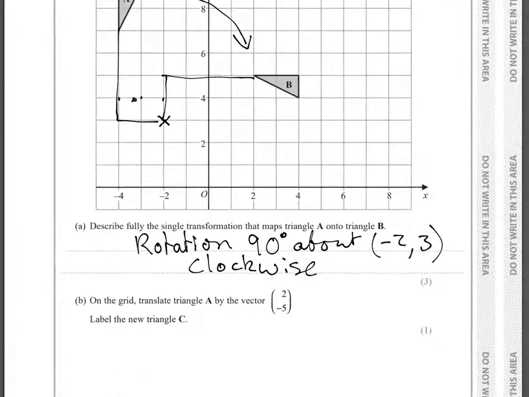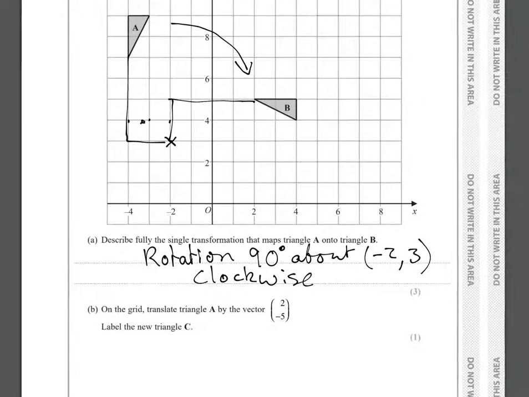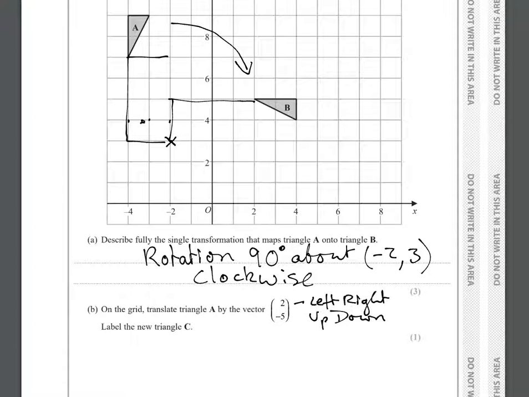On the grid, translate A by 2, minus 5. So this is left, right, and this is up, down. So we're going down 5 and right 2. So right 2 is to here, down 5, 1, 2, 3, 4, 5. So that's the point. Keep it the same orientation. And there we go, and label it C.